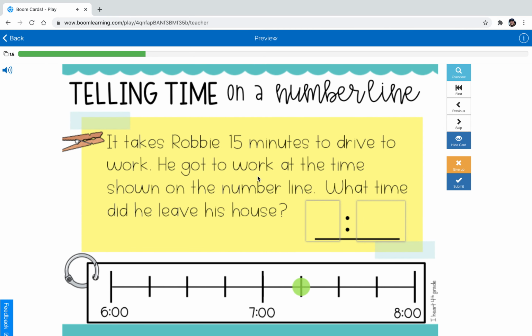All right, you guys, I'm going to let you do the rest on your own. Just make sure you're being really good about paying close attention to what the question is asking you. Should you go backwards in time or forwards in time? And remember, we're skip counting by 15s on this one, okay, to figure out the times for each. Good luck.